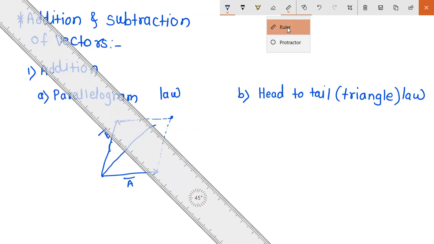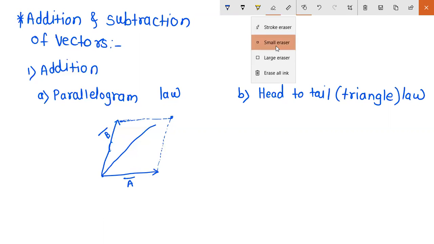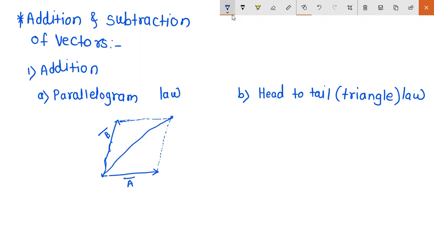it is difficult to write and draw, but this is a straight line. This joining line shows your vector c bar. Now this vector c bar is the addition of the two vectors a bar and b bar. So vector c bar is equal to a bar plus b bar.